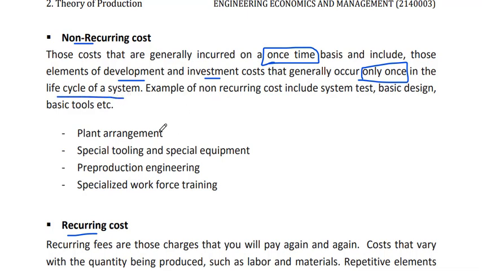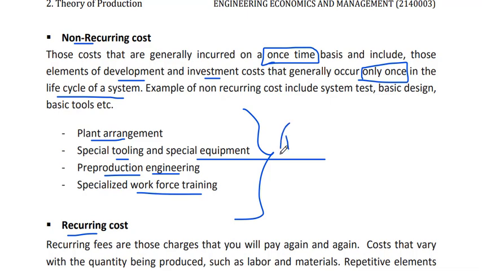An example will give you a better idea: plant arrangement, special tooling and special equipment, production engineering, specialized workforce training. These examples occur only one time. They are not repeating, so it is called non-recurring cost. In the whole life cycle, we have to pay these types of cost only one time.